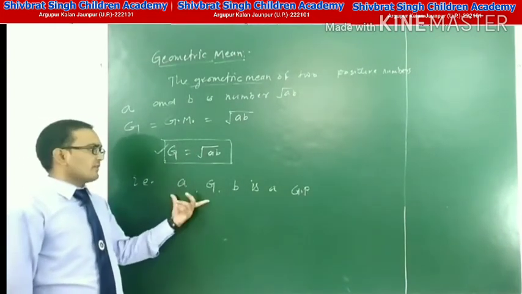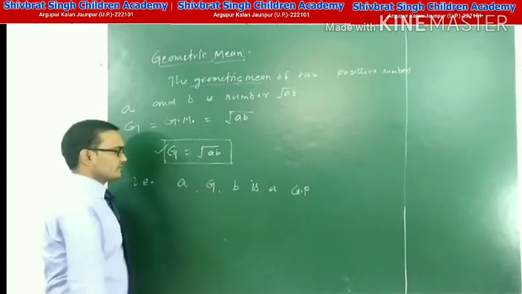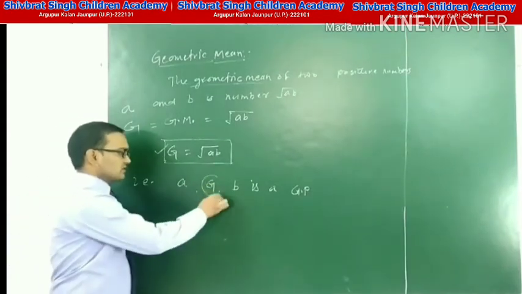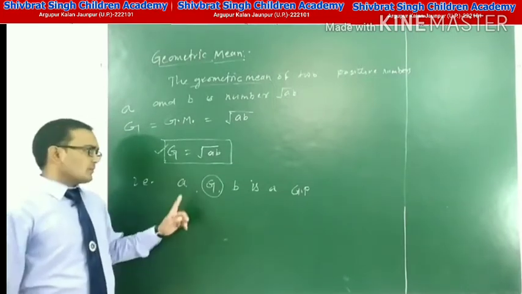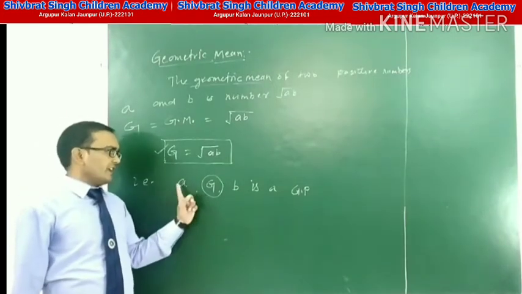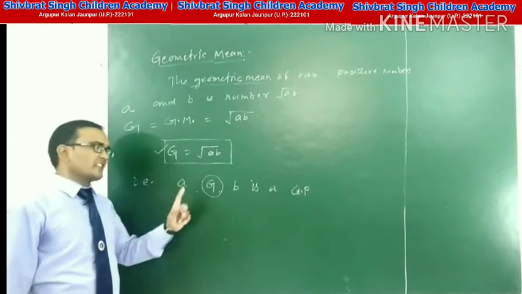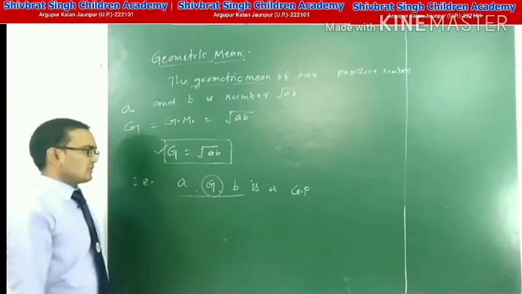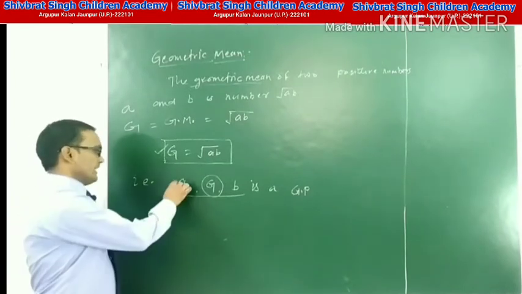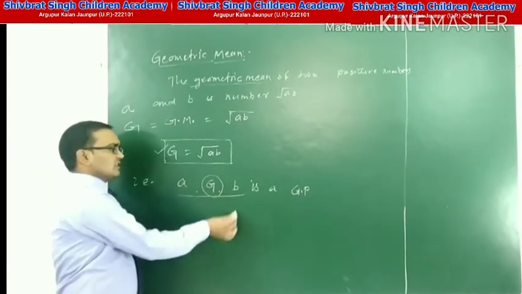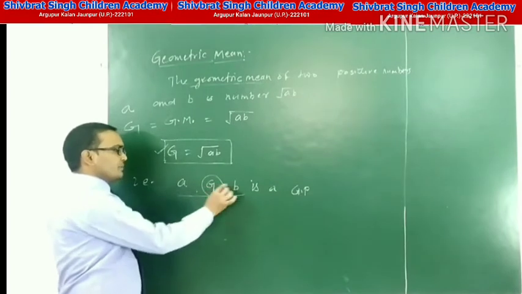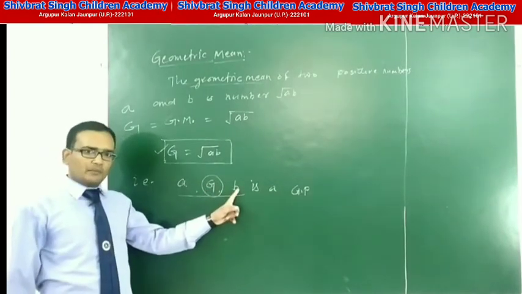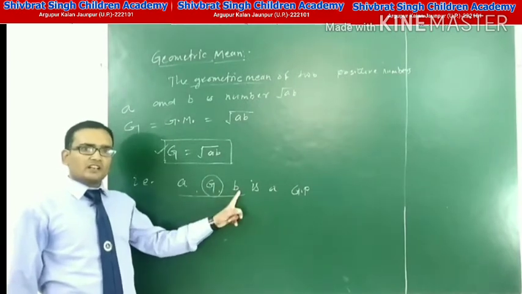What is the definition of G? We can insert a number G between two positive numbers a and b to make the resulting sequence a GP. We can say that number a, number G, number b is a GP, and number G is between a and b, where a and b are positive numbers.